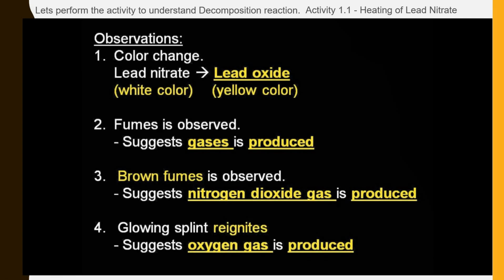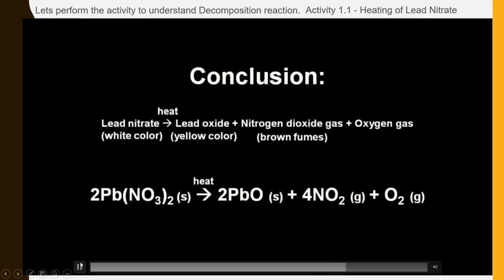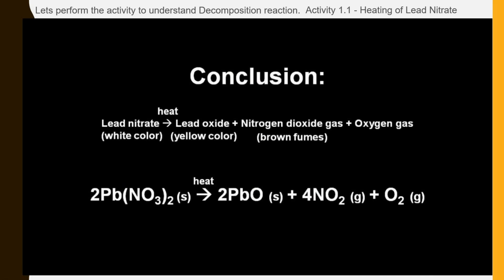If we write this in a chemical equation form, Pb(NO3)2, when heated, gives PbO plus NO2 plus O2. So here a single reactant breaks down into various products. Such reactions are known as decomposition reactions. As heat energy is used, this reaction is also an endothermic reaction.